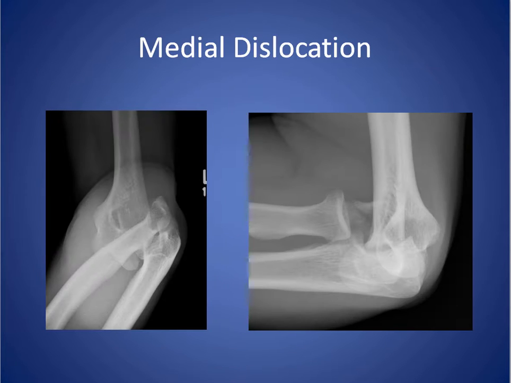Not all elbow dislocations are posterolateral, though. This is an example of a medial dislocation where the ulna and radius have dislocated medial to the ulnar aspect of the humerus. You can see an associated fracture fragment here. On other views, this was shown to be coming off of the lateral humeral condyle.